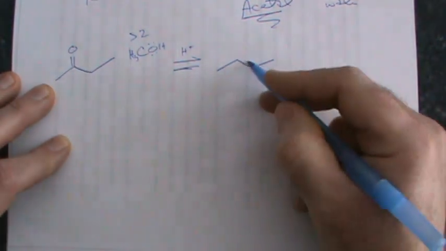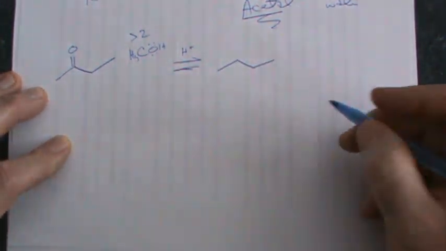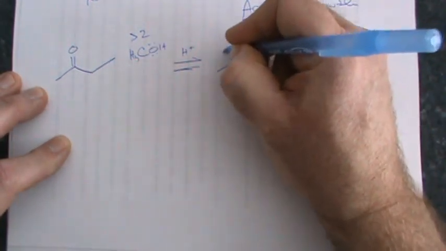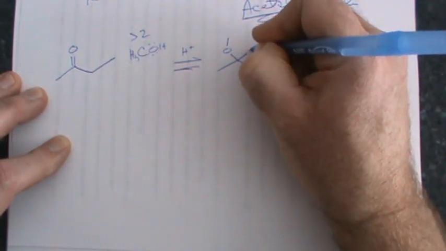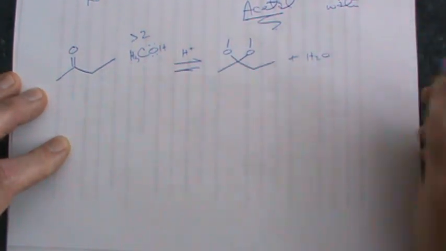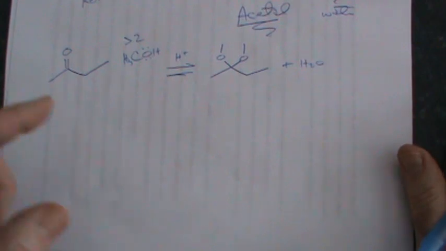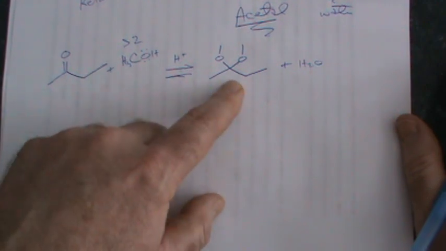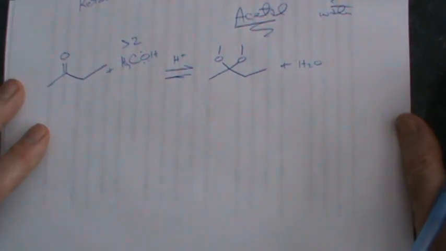So there's my ketone backbone. And now I know I'm going to have these OR groups from the alcohol, and they're just methyl groups. So there's an O-methyl, and there's an O-methyl, and of course water is the other product. So that would be the reaction between this ketone and this alcohol. You'd form the corresponding acetal.